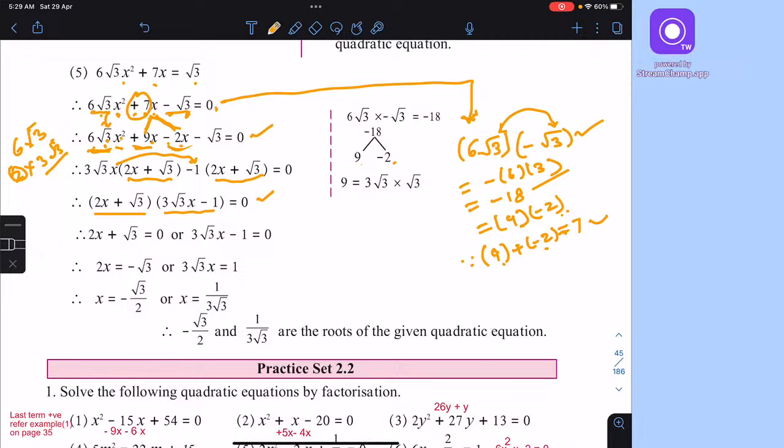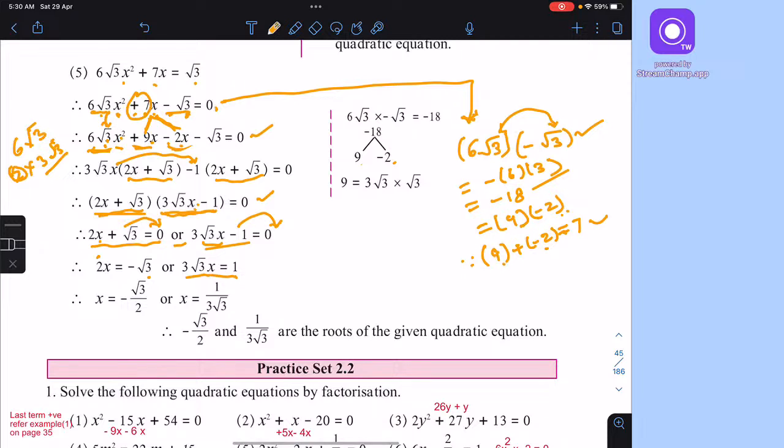Now, if the product of two terms is 0, either first term is 0 or second term is 0. So 2x plus root 3 is equal to 0, or 3 root 3 x minus 1 is equal to 0. Now here, this is the constant term that we transpose to right hand side. So this becomes negative. So 2x is equal to minus root 3, or here 1 is the constant term with negative sign, it goes to right hand side as positive. So 3 root 3 x is equal to 1.